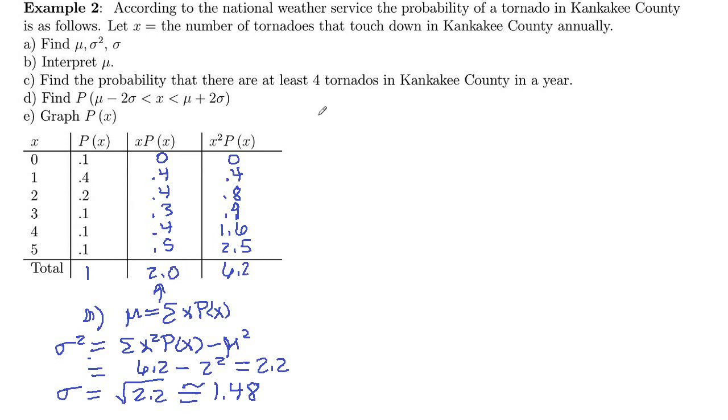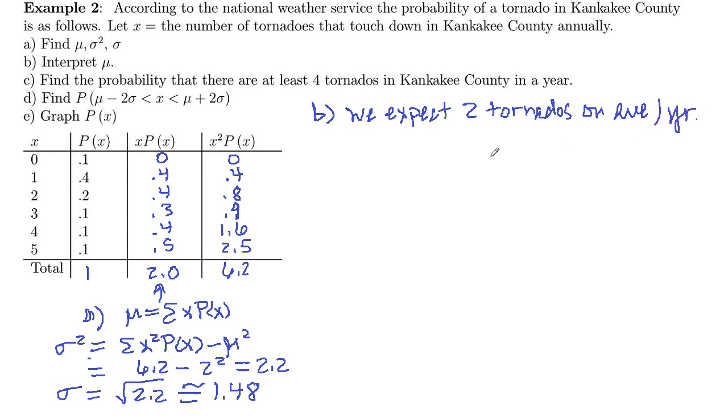Part B, interpret mu. So that 2 on average, that's saying that we expect 2 tornadoes in a typical year in Kankakee County. So 2 tornadoes on average per year.